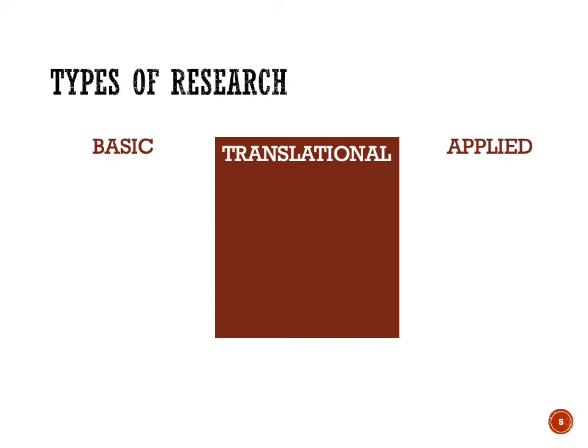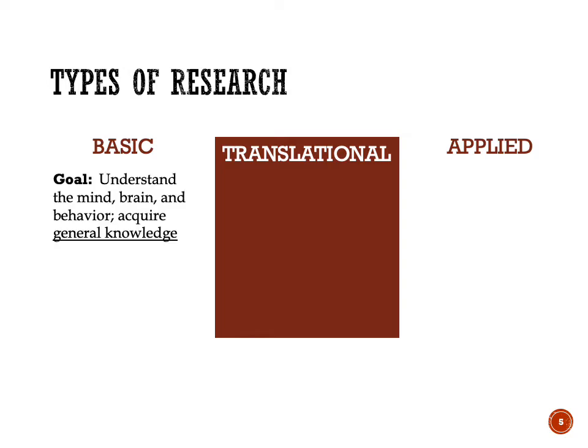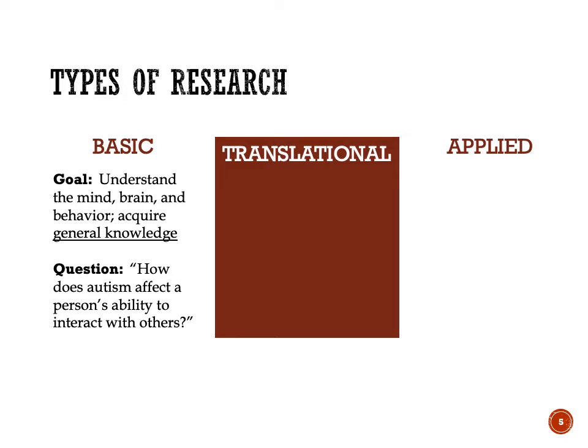So speaking of producing research, there's three different types of research: basic, translational, and applied. In basic research, the goal is to acquire general knowledge. For example, if I wanted to learn how narcissistic people interact in social situations or understand the spending behavior among children of divorced parents, these are the types of questions that basic research can understand. The example I have here is about how autism affects a person's ability to interact with others. If I just wanted to understand that phenomenon, I would conduct basic research.